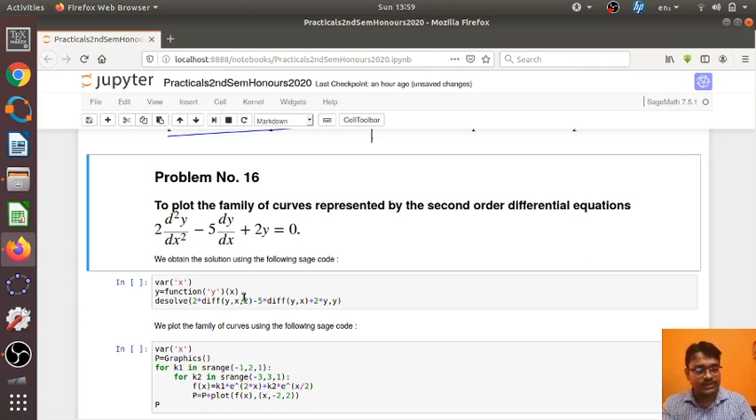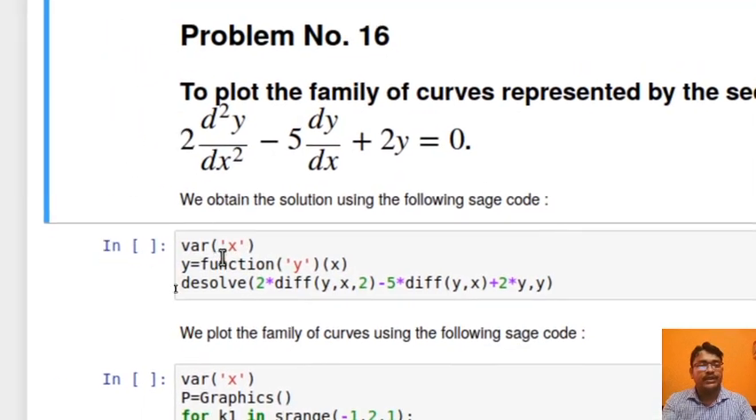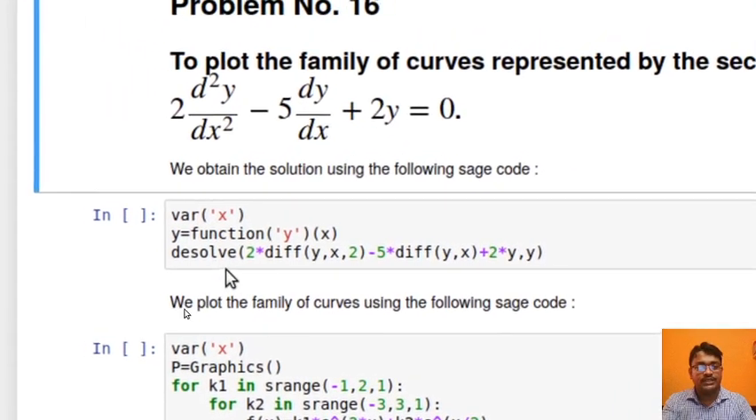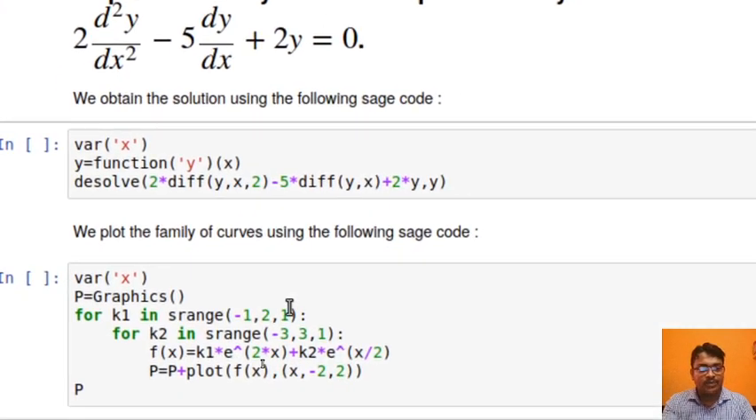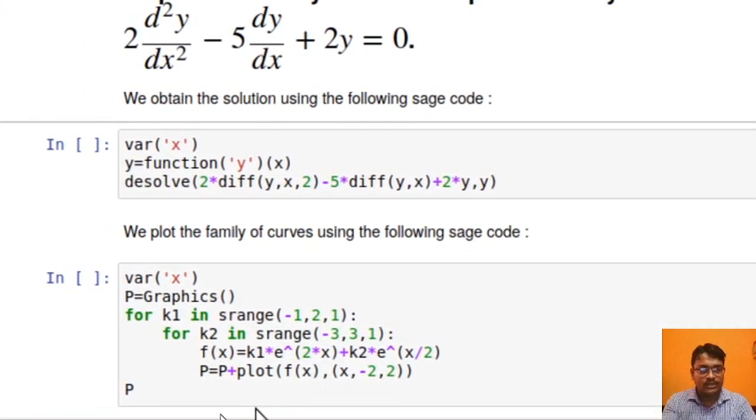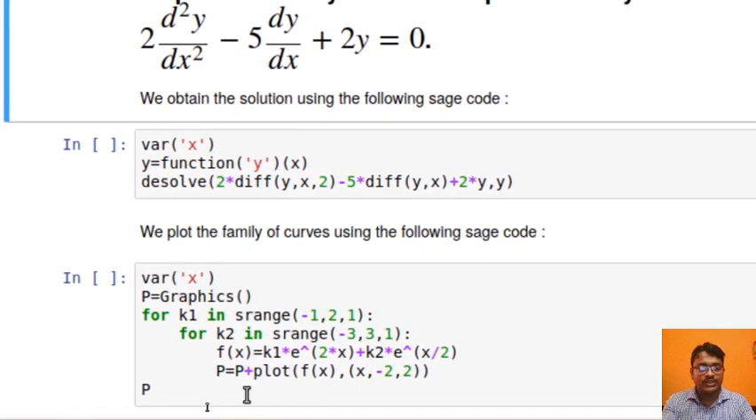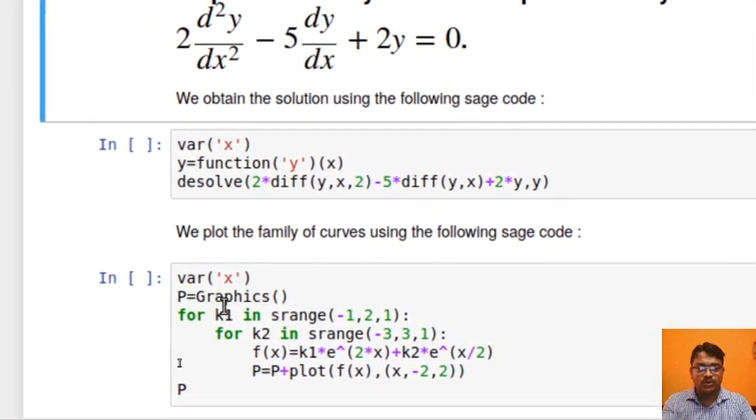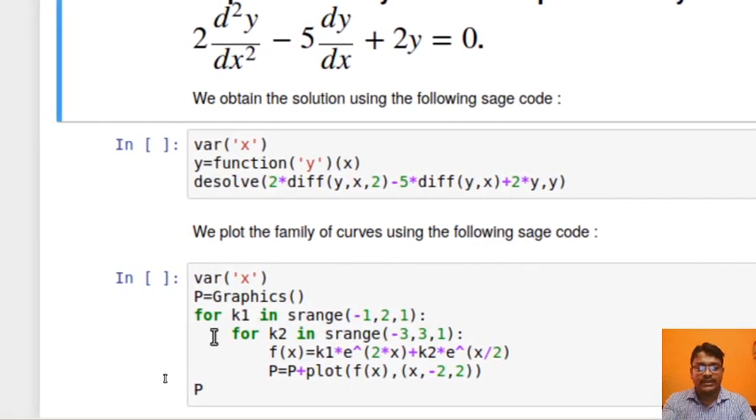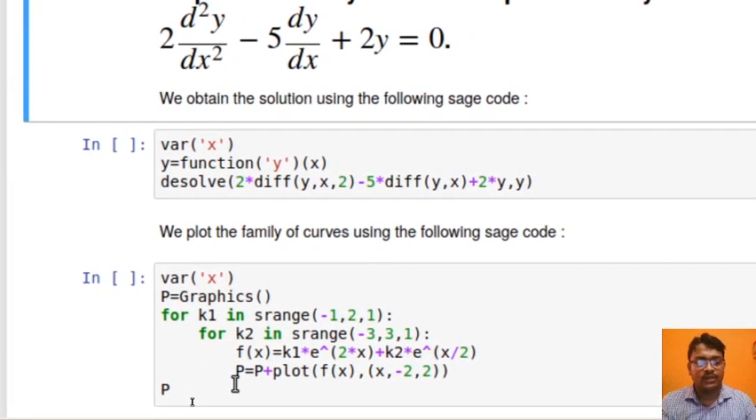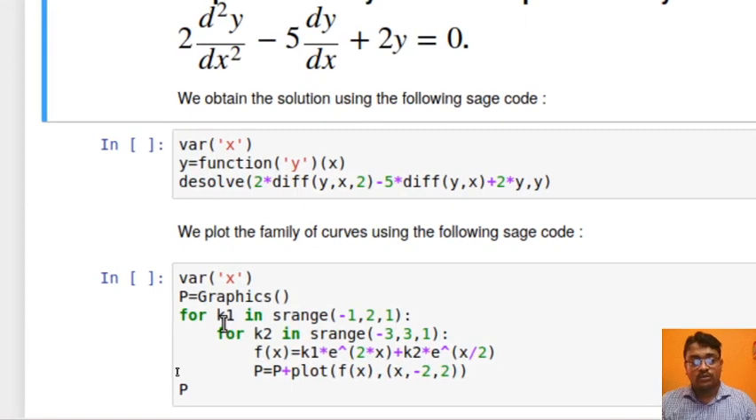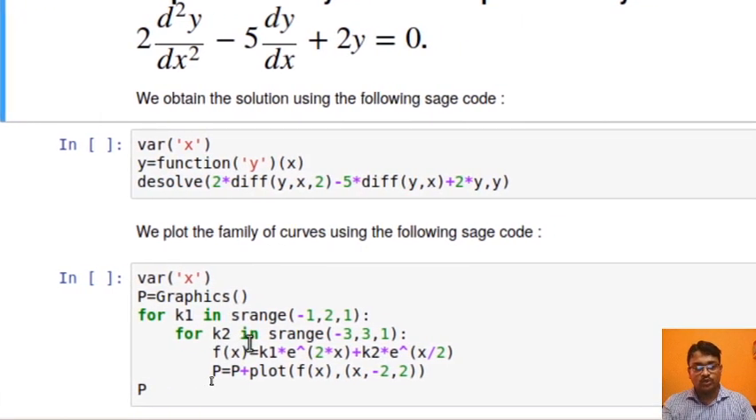So the initial part is exactly similar: variable x, y equal to function of x, then dsolve of this, so we will get the expression. Okay, the next part is we have to plot the family of curves using the following Sage code. Variable x, p equal to empty graphics, so we will define an empty graphics and we will plot it for various values of k1 and k2, that is the constants. Okay, so we will require two for loops because we have two parameters here.